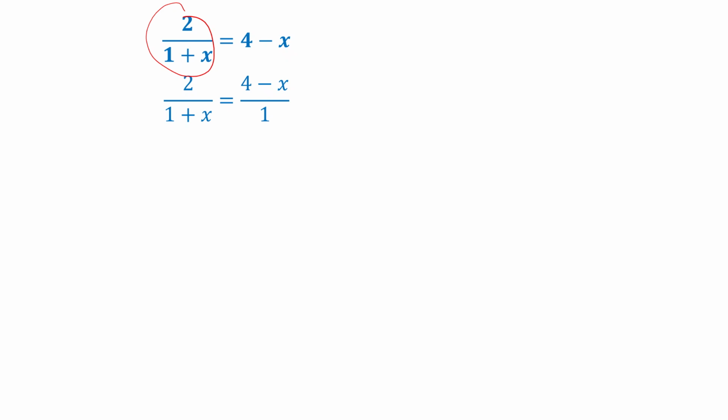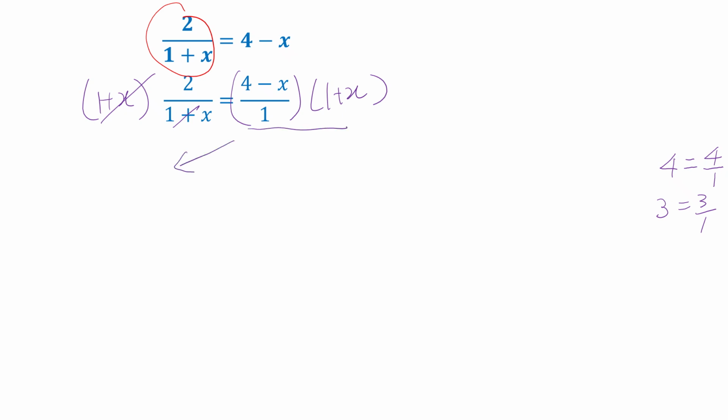So just remember that if you have any number like 4, you can always write it as 4 over 1, or a 3 to make it as 3 over 1. So what we're going to do is multiply both sides by 1 plus x. Okay, and you see that this and this goes off. So what is on the left hand side, I'm just going to shift to the right, and what is on the right, shift to the left. And this is what we get.